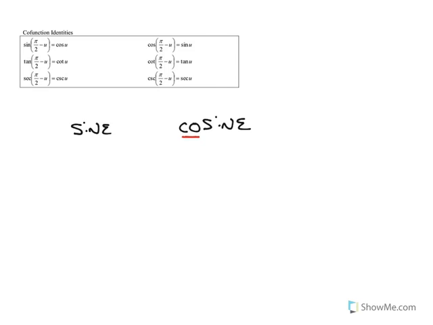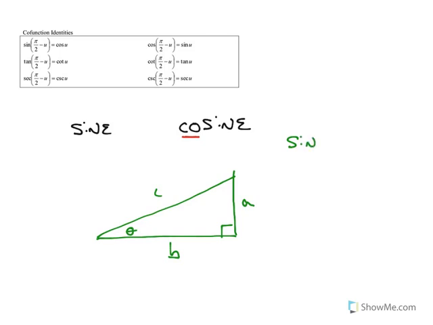So for example, if I had a right triangle, and if I said I had an angle theta, and I had my side lengths A, B, and C, if I looked at the sine ratio from angle theta, then what would we say the sine ratio is? That's going to be opposite versus hypotenuse. So that is an A to C ratio.